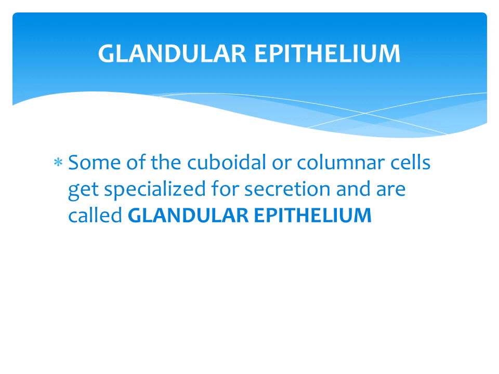Have you got the point? Some of these cuboidal or columnar cells become specialized in nature for a secretion function. If it is secreting some substances, say hormones or enzymes or saliva, whatever it is, if there is a secretion process, those kinds of cells are known as glandular epithelium. Right? So now let us look into the types of glandular epithelium.